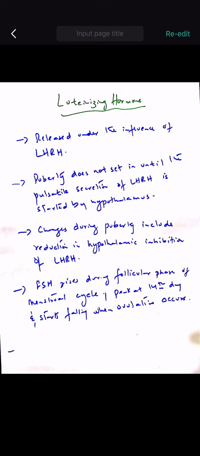Then FSH rises during the follicular phase of the menstrual cycle. Follicle stimulating hormone helps in the growth and proliferation of follicles, so it rises in the follicular phase. It peaks at the 14th day of the cycle and starts falling when ovulation occurs. So this is the rise and peak of FSH.